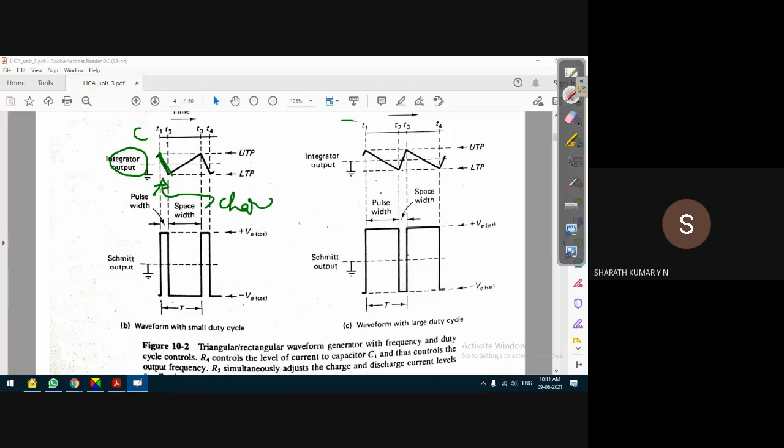When the capacitor is being charged, the charging cycle is faster because R phi A is smaller. So during that period, the output of the Schmitt trigger is also smaller. The waveform is smaller. Very simple.